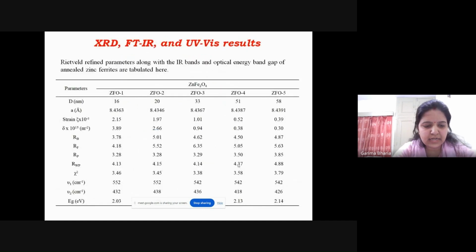Rietveld refinement parameters along with the IR bands and optical energy band gap of annealed lanthanum doped zinc ferrites are tabulated here. It shows that crystallite size increases from 16 nanometer to 58 nanometer with increasing the annealing temperature from 200 to 1000 degrees centigrade respectively, which indicates the formation of crystallinity as the annealing temperature increases.